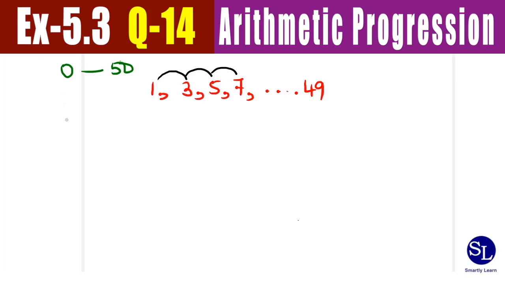So let's write out the value of a. a is equal to 1. l is equal to 49. The last term in this AP is 49. Now let's calculate d. d is 2 because we are doing skip counting. So d is equal to 2.